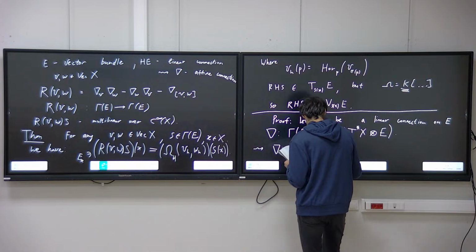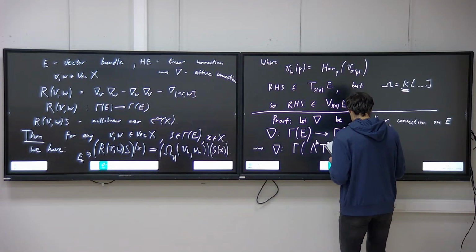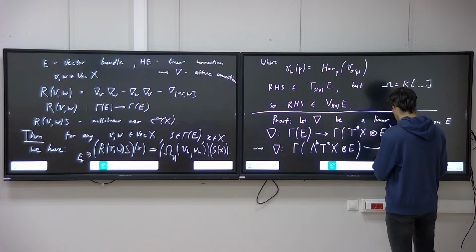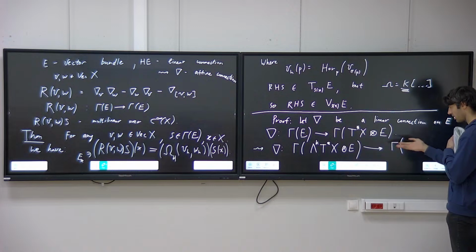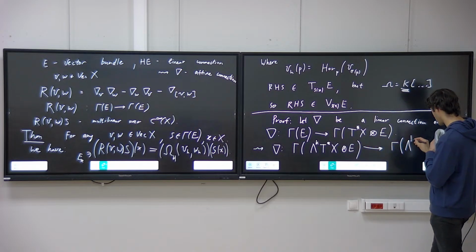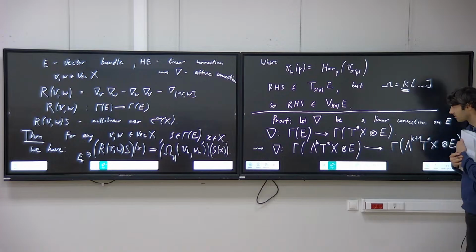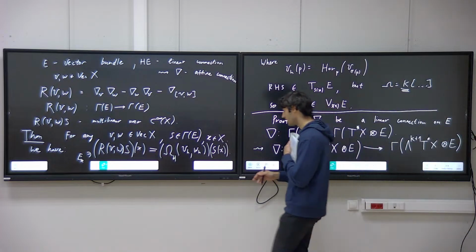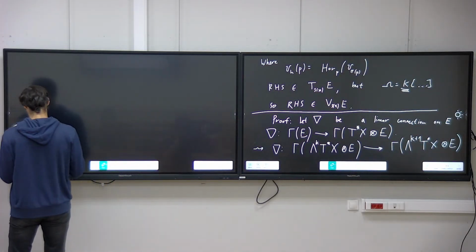Lambda k T star X tensor E. And then it maps it to forms of one degree higher, which is lambda k plus 1 T star X. This is just given by the following formula.